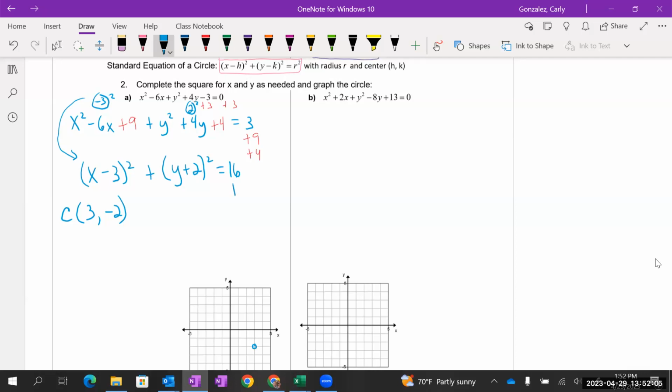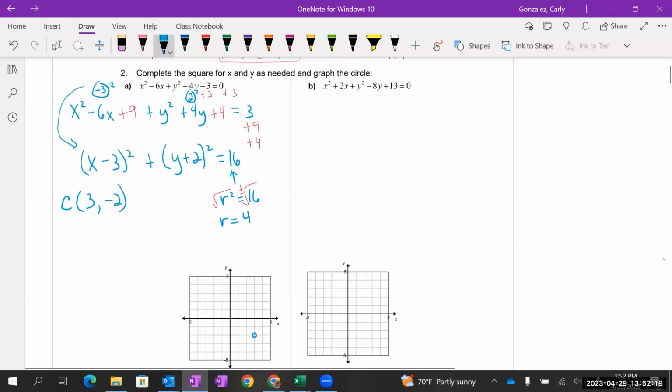Now we have r squared is 16. So that means r is ±4. But since the radius is a distance, it's going to be +4. And now we're ready to go from the center. We'll go up 4 units, down 4 units, a little off the graph, left 4 units, and right 4 units.